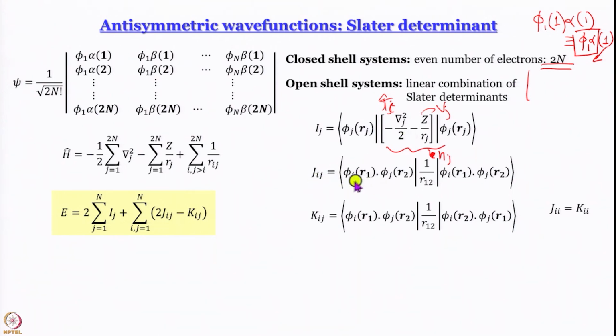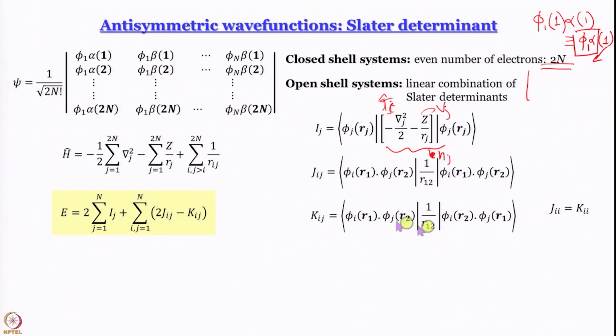The second integral, what is it? It is called Jij, we have encountered it already, the Coulomb integral, remember phi i of R1, phi j of R2, of course these two are complex conjugates of these orbitals, 1 by R12 the electron separation, and that operates on phi i of R1 times phi j of R2, right. We have encountered this, it is called the Coulomb integral, and it talks about basically the effect of one electron cloud on the other.